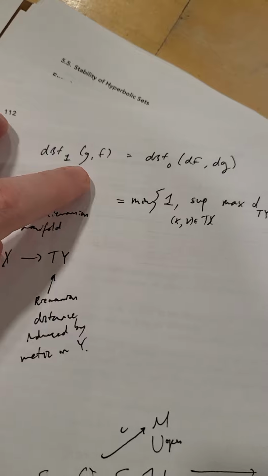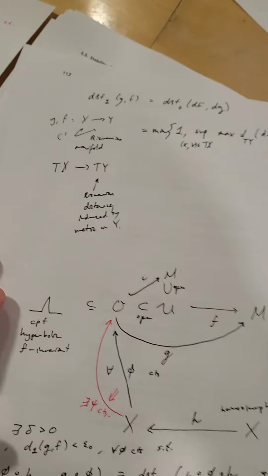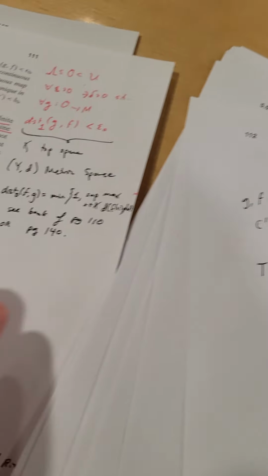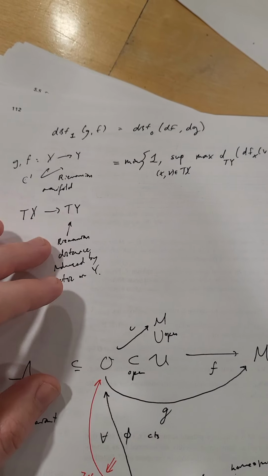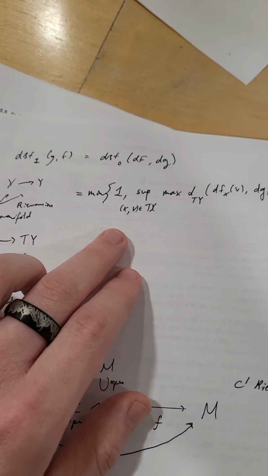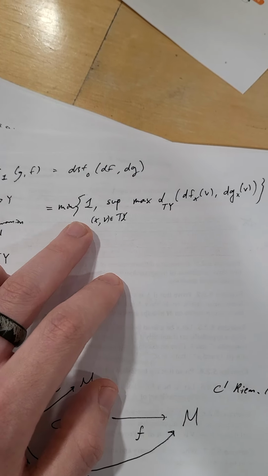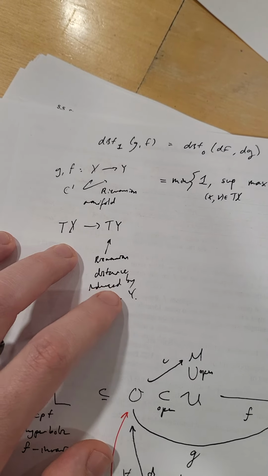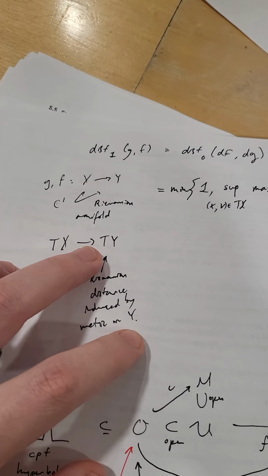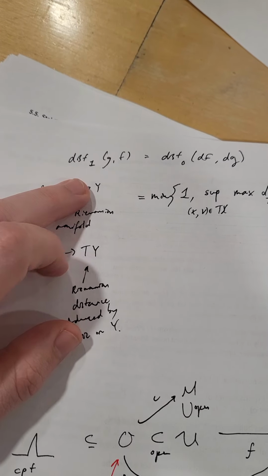So essentially, the one distance between g and f is defined as the zero distance between the differentials. The zero distance can be found on page 140 of the textbook. And I'll put a link for the textbook in the description. So this zero distance between these differential maps, well, these differential maps are maps from the tangent bundle of X to the tangent bundle of Y, and we're equipping the tangent bundle of Y with the Riemannian distance, which is induced by the Riemannian metric on Y.